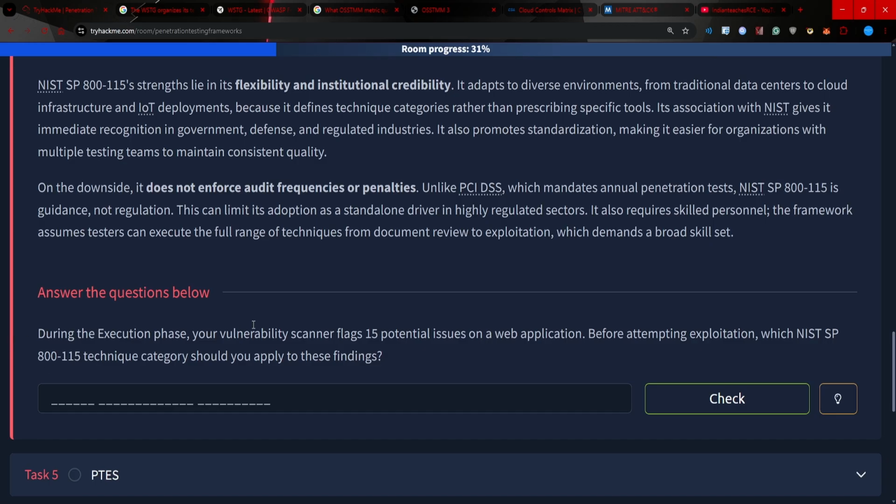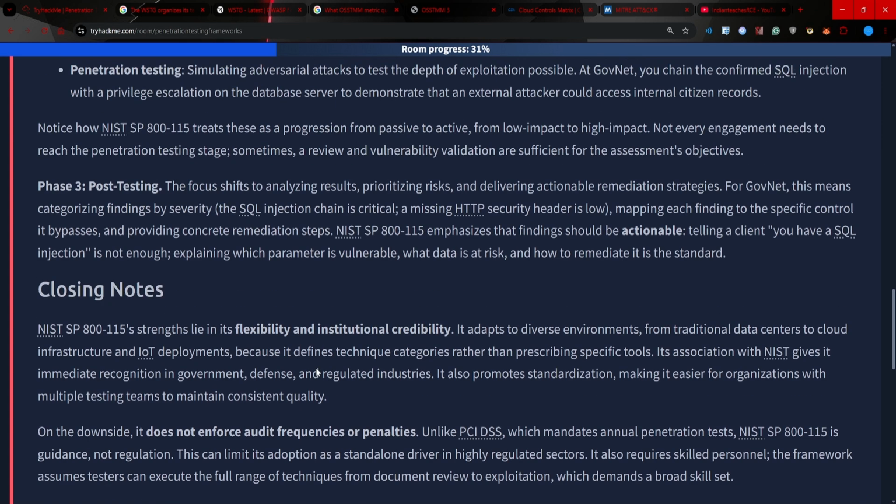During the execution phase, your vulnerability scanner flags 15 potential issues on a web application. Before attempting exploitation, which NIST technique category should you apply to those findings?